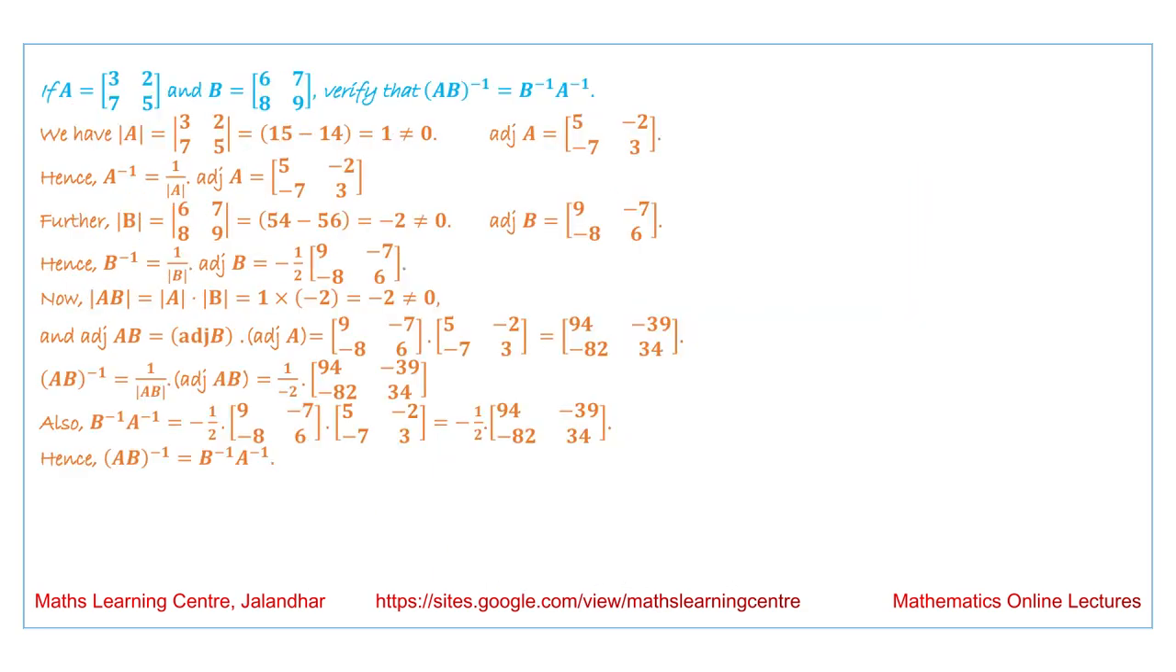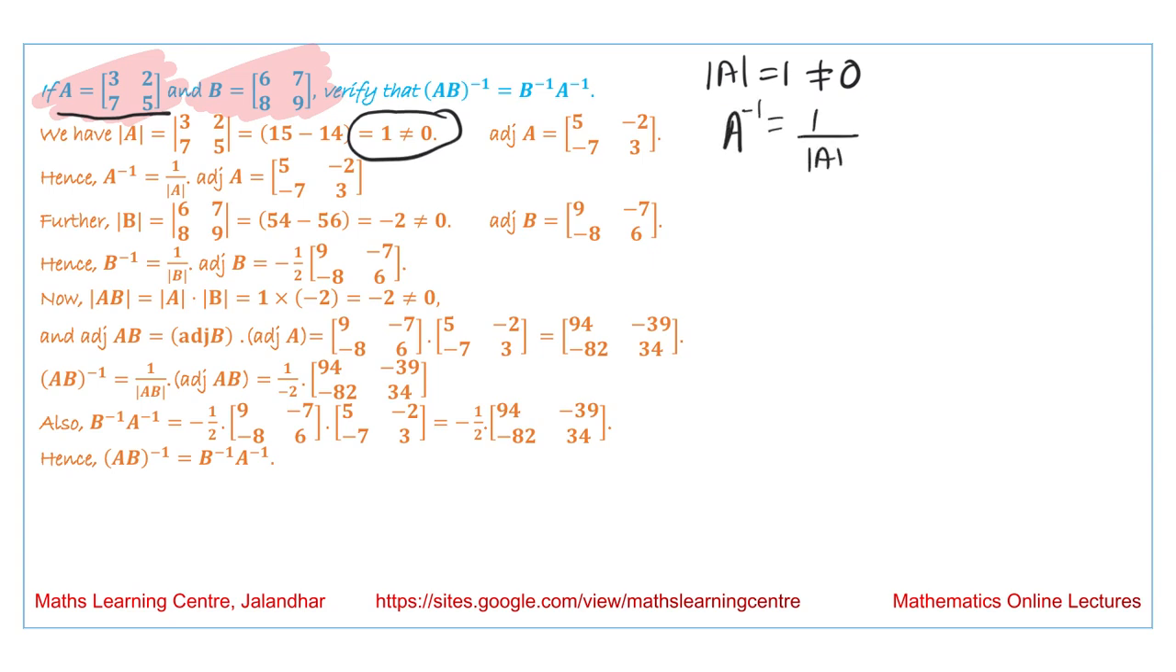Next is, if A is equal to this matrix and B is equal to this matrix, we have to verify that (AB) inverse is equal to B inverse into A inverse. So first of all, we are talking about this matrix A and we calculate the determinant of A and it comes out to be 1, and clearly it is not equal to 0, so it means A inverse exists. So if we calculate A inverse, that will be equal to 1 over determinant of A into adjoint A.